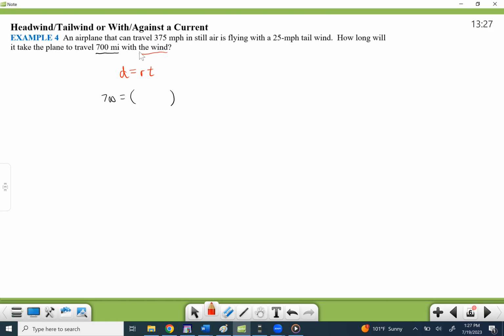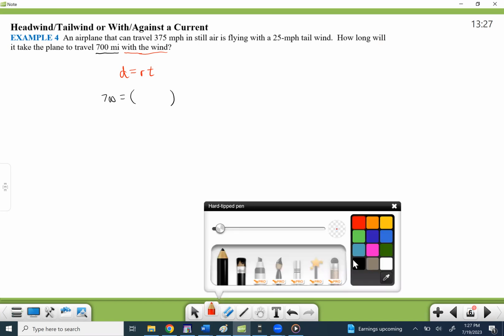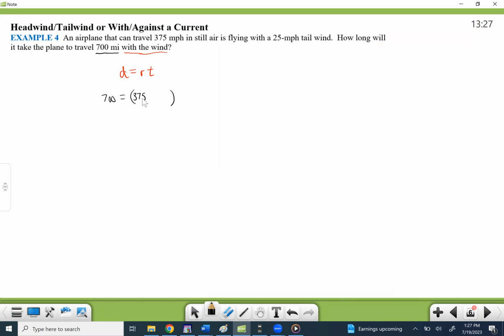So that means the wind's going to make us go faster. So the plane in still air would have gone 375, right? But that's not actually how fast the plane is going to go because it's getting this little boost, right? It's got this tailwind that's going to speed it up and make it go faster. So for the rate for the airplane, it's going to be 375, the speed that the motor's trying to make it go, but it's going to get a plus 25 from the wind. Now, how long? We don't know time, right? That's what we're trying to find, is how long. So t is just going to stay t.